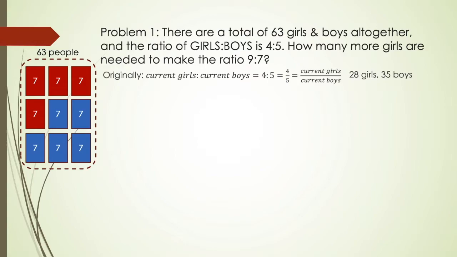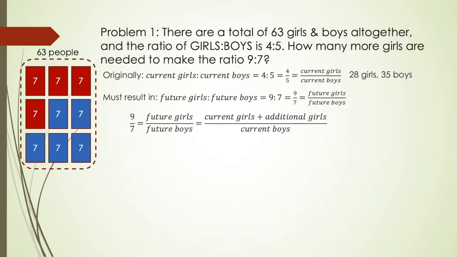Now let's use an equation. What do we know about ratios? They can be written as fractions. The problem asks for the ratio of girls to boys to be 9 to 7, so 9 over 7 in fraction form. As we've stated above, the number of boys is constant, so the denominator of the fraction is just a simple number of 35.